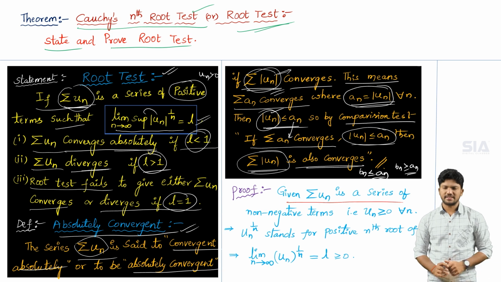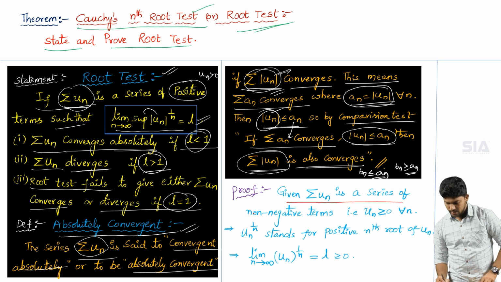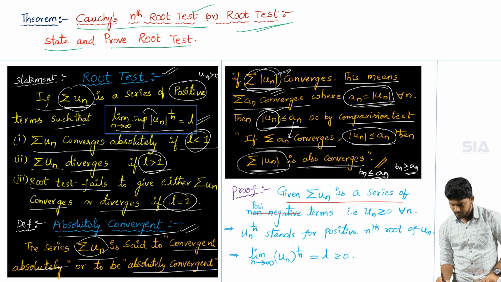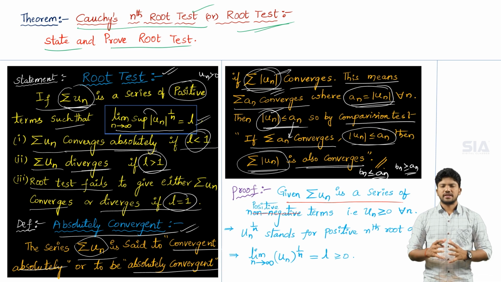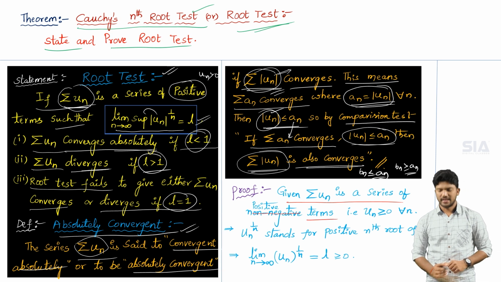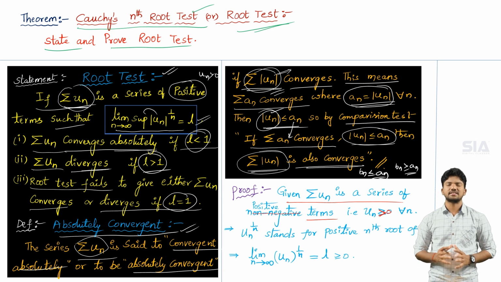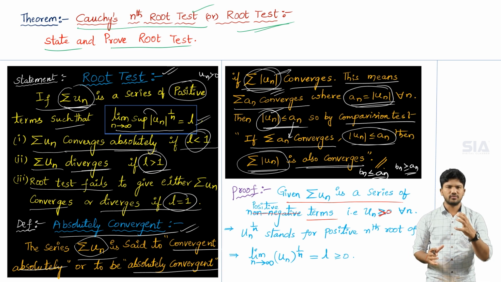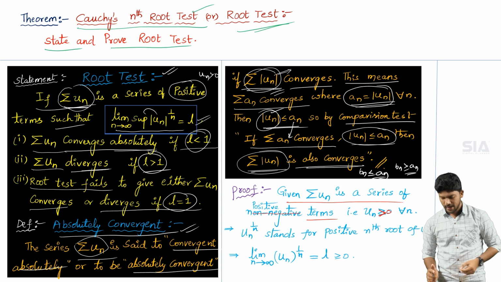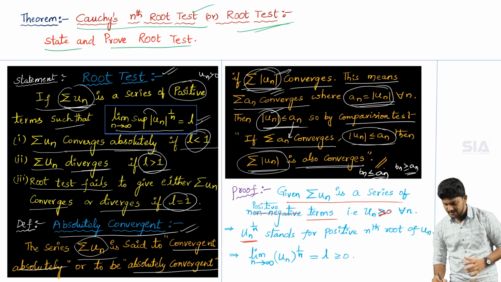Given summation u suffix n is a series of non-negative, okay, it is not non-negative. Okay, so you can write it is positive. Okay, so given series summation u suffix n is a series of positive terms, that is u suffix n only greater than 0, okay, u suffix n only greater than 0 for all small n. Positive terms mean we can use only greater than 0 only. And u suffix n whole power 1 by n stands for the positive nth root of u suffix n.